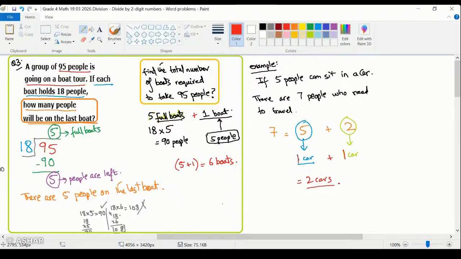In the same way, semi, yes, perfect. In the same way, if 5 boats had 90 people on it and 5 people were left, those 5 people will go on a single boat, right? We cannot take half a boat or 1/4 of a boat, right? We have to take a complete boat. So that means the total is 6 boats, right? Okay. Let's look at another example.